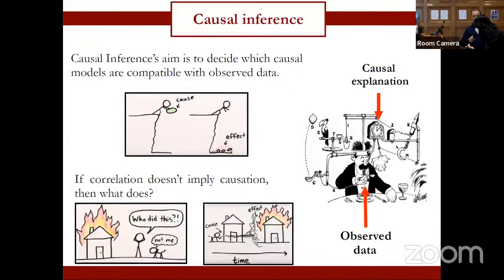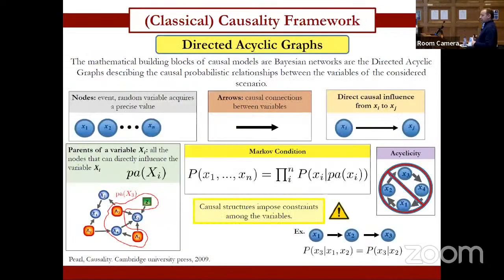So let me try to very briefly introduce the framework. We are discussing causal inference. We already had several discussions on this point yesterday. And the goal is to decide which causal models are compatible with the observed data. So we have observed data, we would like to understand what is the causal explanation, and in particular, the focus will be to discriminate whether our data are compatible or not with a classical causal structure explaining our experiment. That's the framework, and to adopt this framework, we will exploit directed acyclic graphs.